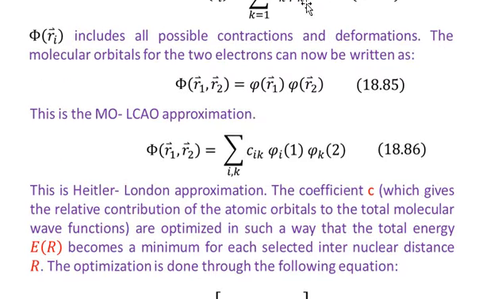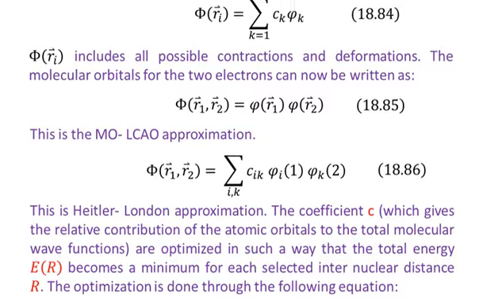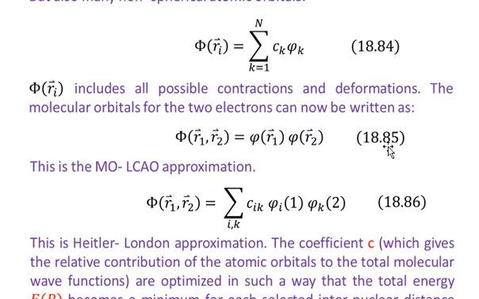So actually this equation, which is phi of R1 R2 equal to phi of R1 and phi of R2, is written for the two electrons under the molecular LCAO approximation. So please correct that: this is the wave function due to equation number 85, which is actually the wave function of the molecular orbital under the improved LCAO approximation for the two electrons, phi of R1 and phi of R2, where phi of R1 and phi of R2 are given by equation number 84.